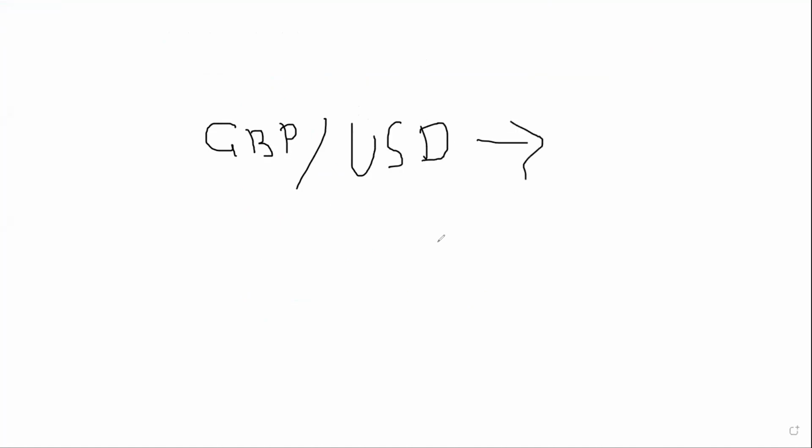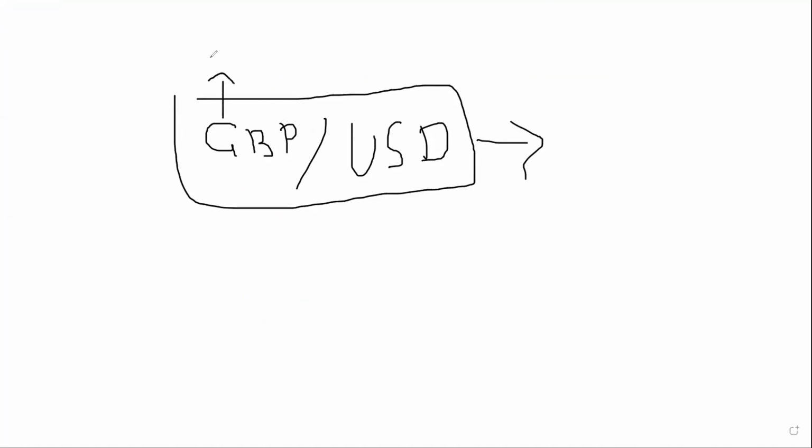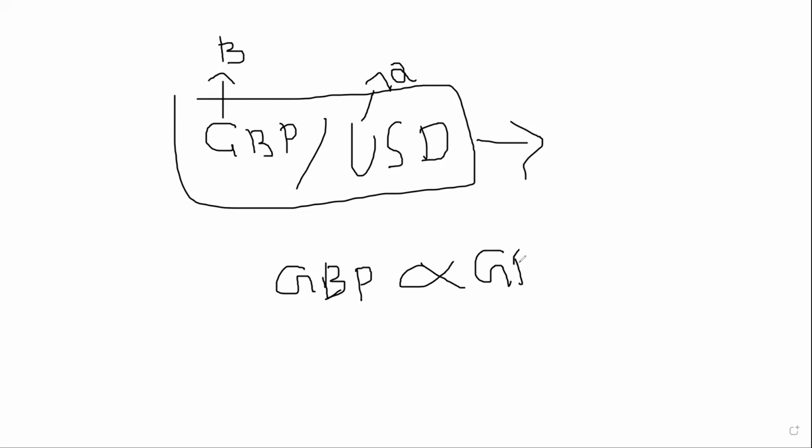So let's suppose we have GBP. Can you see my screen? Yeah. GBP US dollar. In the GBP US dollar, this one is known as the base currency, and this one is known as the quote currency. Got it? Base currency, quote currency. So remember that. GBP is directly proportional to GBP US dollar.